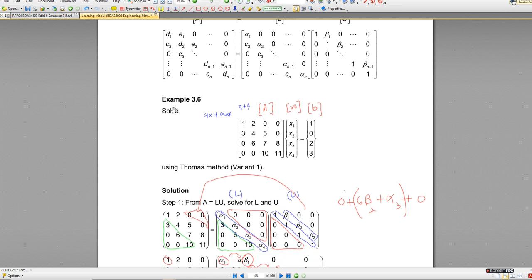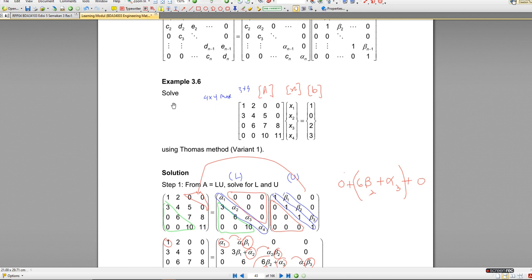So we proceed with an example. This is a refreshment; I don't want to teach or learn it again, this is just a refreshment.